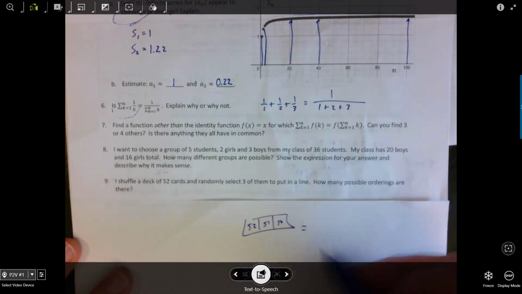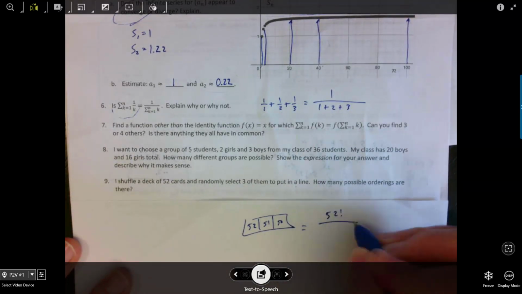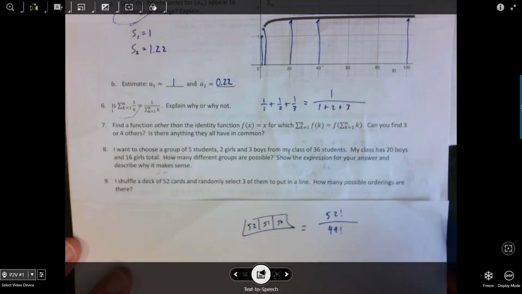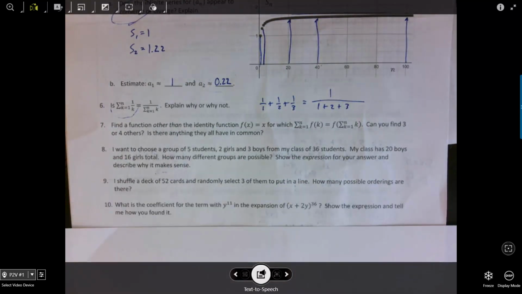And if you wanted to write this, for some reason, as factorials, you could write 52 factorial divided by 49 factorial, because 49 factorial would cancel all the rest of the falling values here in the 52 factorial.